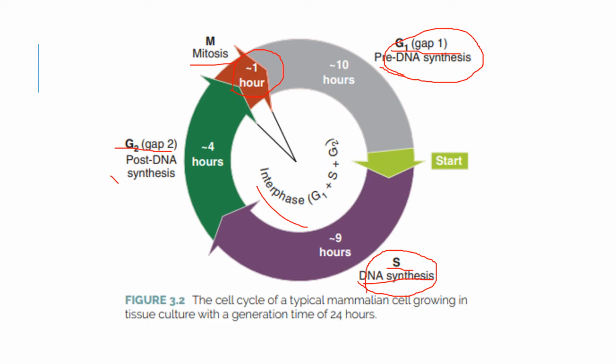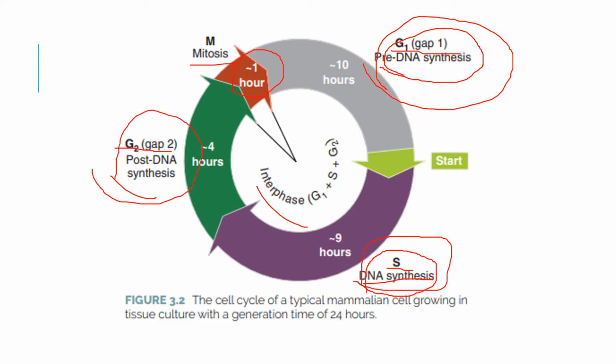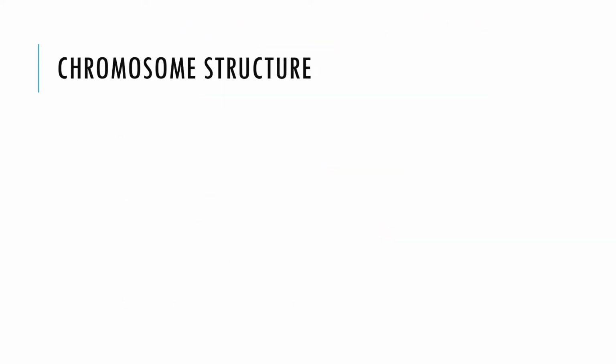GAP1 or S checkpoint, some cell types require that sufficient time must have elapsed since the preceding mitosis, whereas other cell types require that the cell must have attained a particular size. Similarly, for the M phase to begin at the G2 or M checkpoint, DNA replication and repair of any DNA damage must be completed. Let's take a look at the chromosome structure.